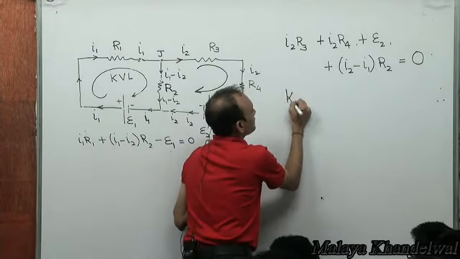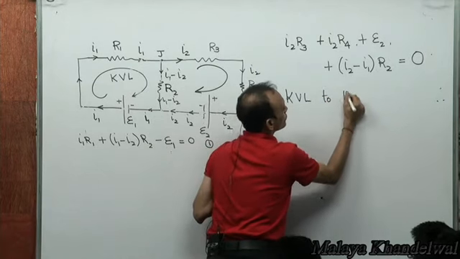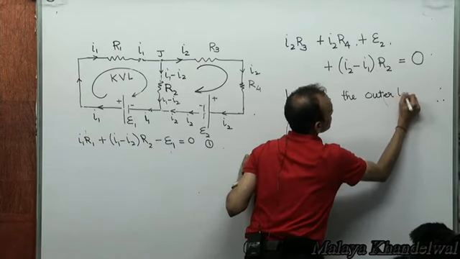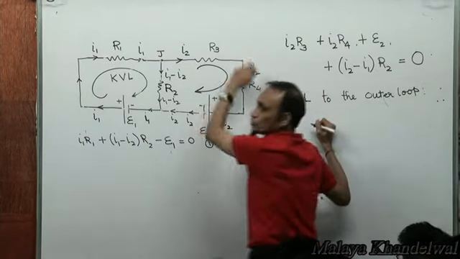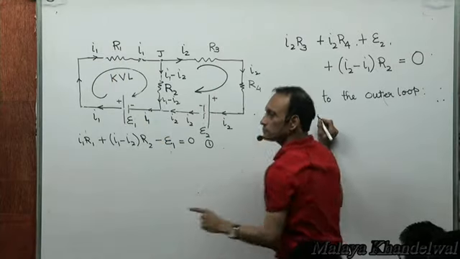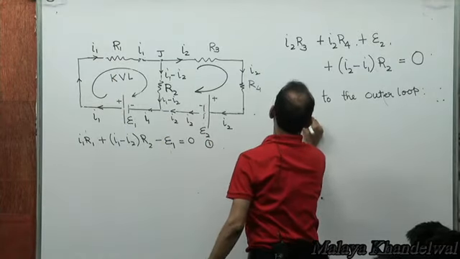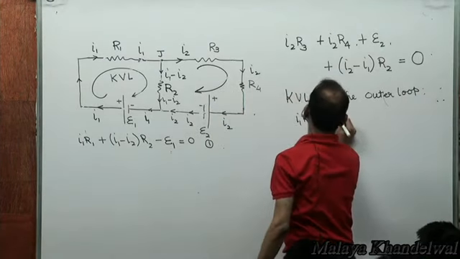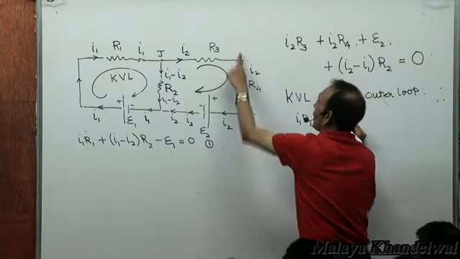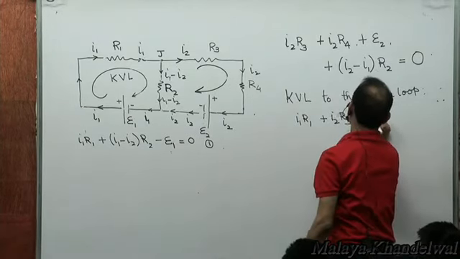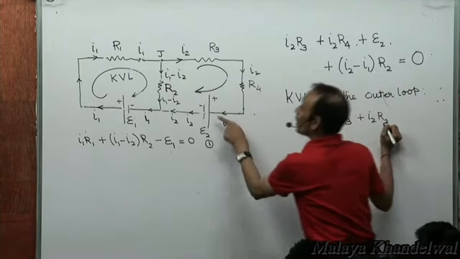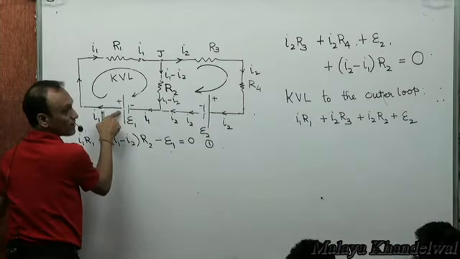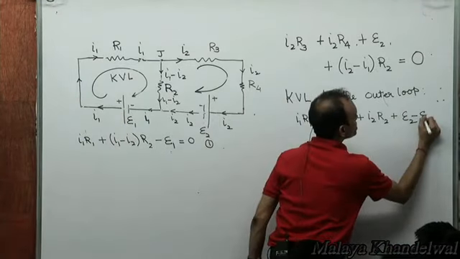Right? If I apply KVL to the outer loop, only for fun, this is the outer loop. What is this? I1 R1. Drop across this is I1 R1. Drop across this is I2 R3. I2 R4. Plus epsilon 2 minus epsilon 1, and this must be 0.